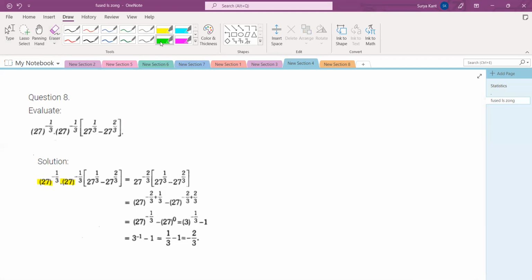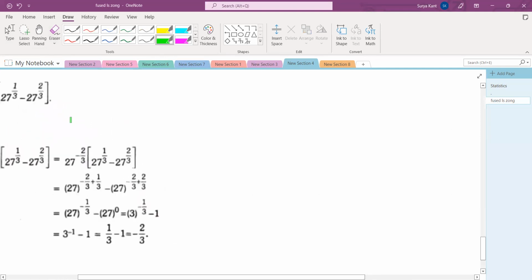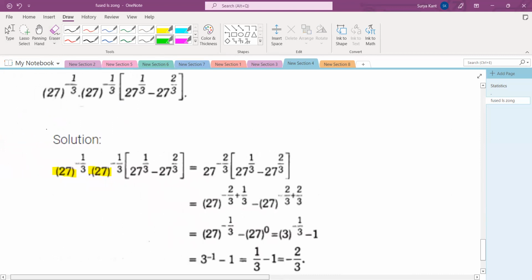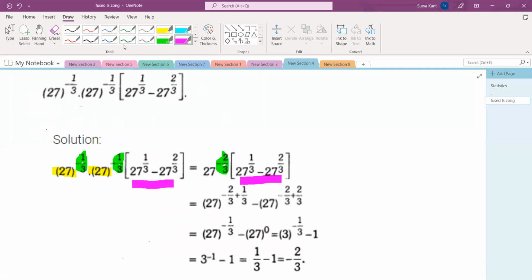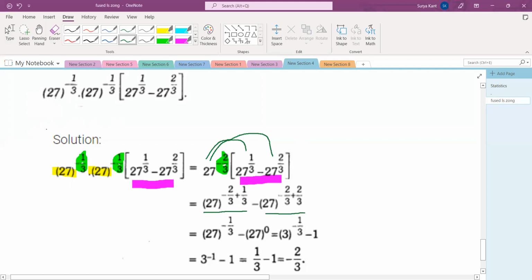See, these both are in multiplication, so we add the powers. Minus 1 by 3, minus 1 by 3, minus 2 by 3. So this becomes 27 to the power minus 2 by 3. Now the bracket we have written as it is, the whole bracket as it is, no changes. Now we have to multiply this to this, and again this to this. Then that's easy, sir, I understood. Yes, you multiply, add the powers, and again here also add the powers and get the answers. So we're distributing properly. Yes, sir.